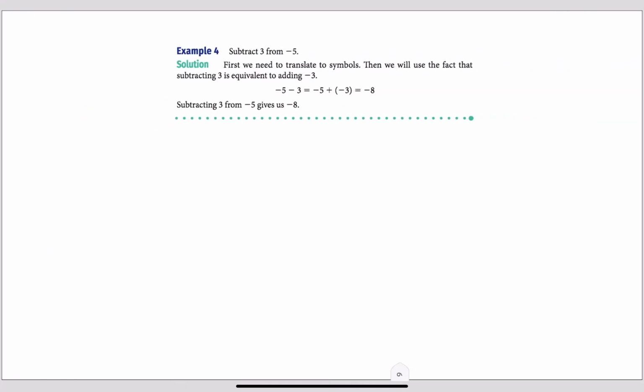All right, we'll do another one. This time it's in words. It says subtract, so we know it's a subtraction problem. Plus it's 2.3, which is all about subtraction, so we knew it was probably going to be related to subtraction. Subtract 3 from minus 5.